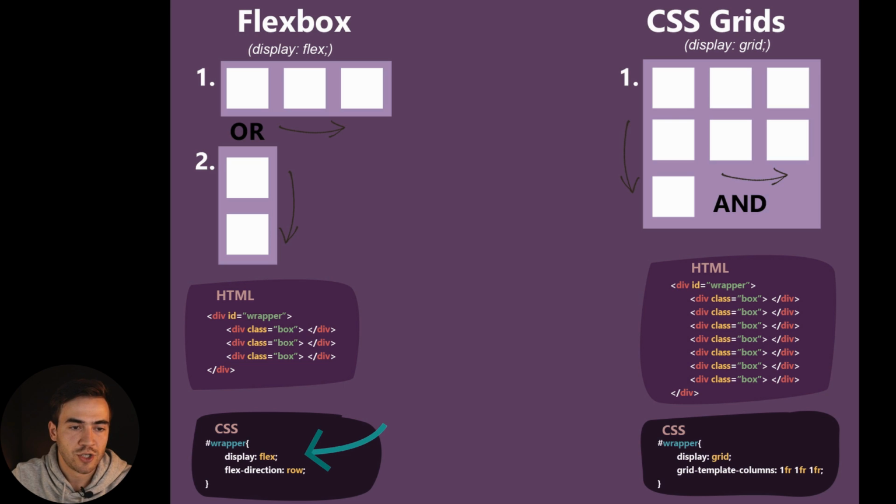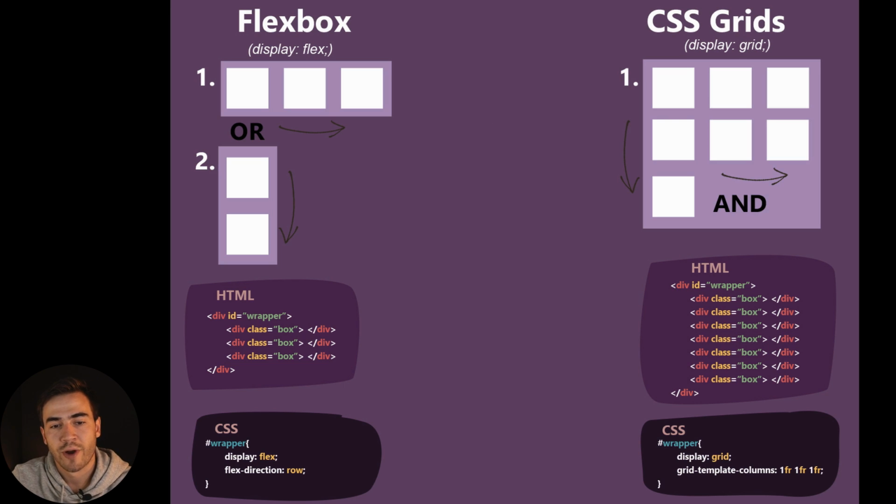So by default, to inline the elements, you do flex direction row, and I think that's already set to row by default, so you actually don't need to use that. But if you want to create them as columns like this, you would just set this value to column. So flex direction column.